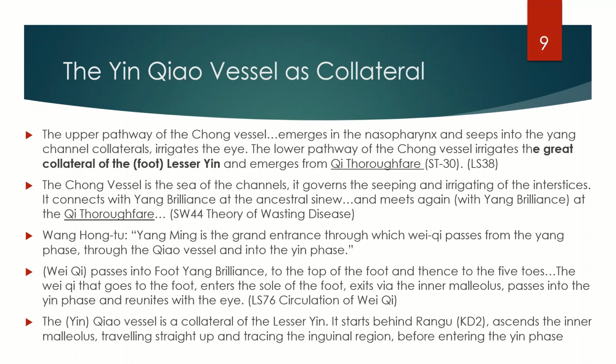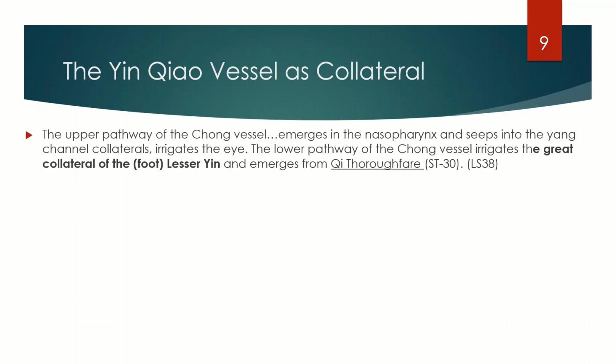So now if we go back to the very first quote up here, it says the lower pathway of the Chong Vessel irrigates the great collateral of the foot lesser yin emerging from the Qi thoroughfare. So it looks like all these things are sort of adding up. Okay, there's this connection to Yangming. Everything's connected at the Qi thoroughfare.